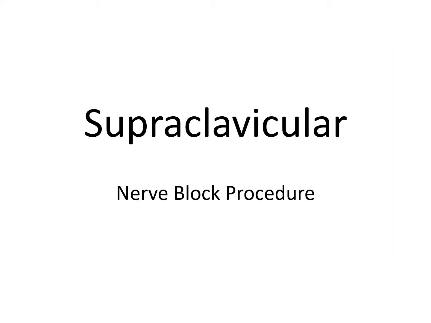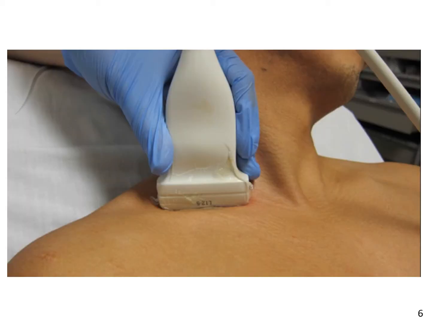Let's discuss how to perform the supraclavicular brachial plexus nerve block. To identify the brachial plexus in the supraclavicular region, place the probe in the transverse orientation just superior to the clavicle, sliding the probe lateral until you see the noticeable landmark of the subclavian artery in the short axis.